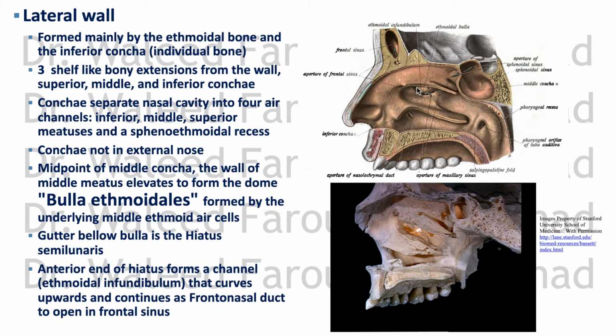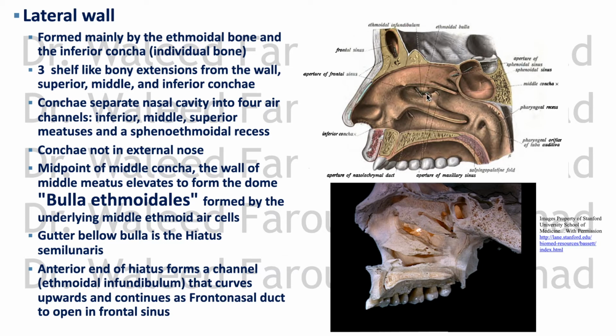It doesn't matter as long as it does open in the wall. It must be drained. So we mentioned the frontal air sinus, the anterior ethmoidal air sinus, and the middle and posterior ethmoidal air sinuses. Now what's left is the maxillary air sinus.